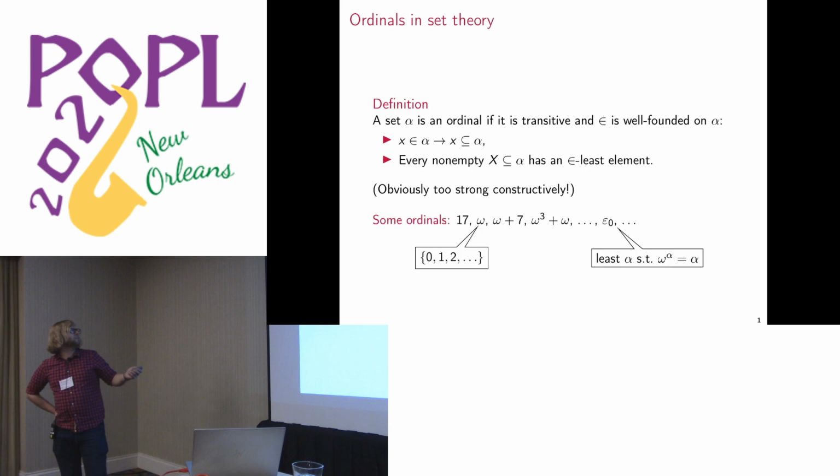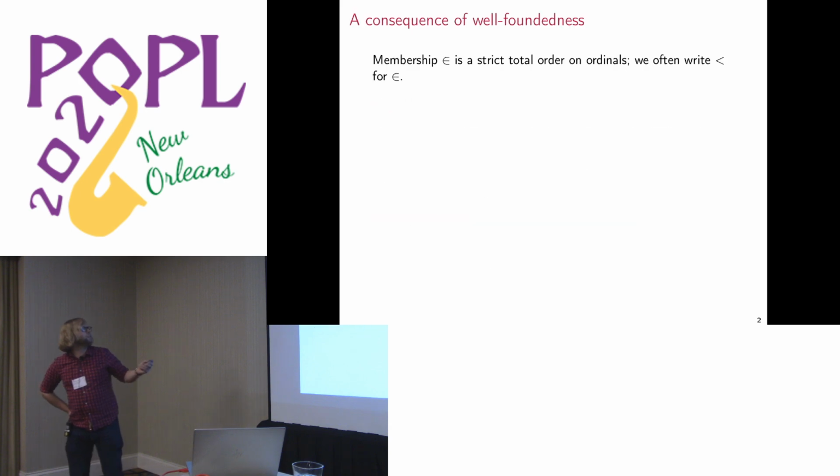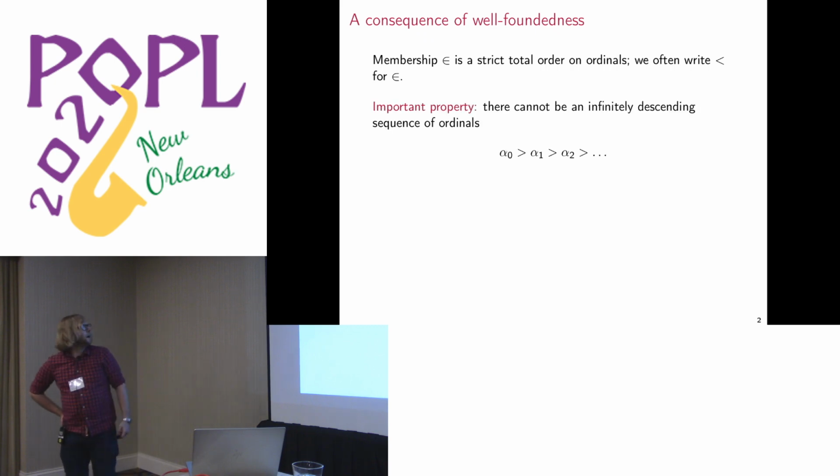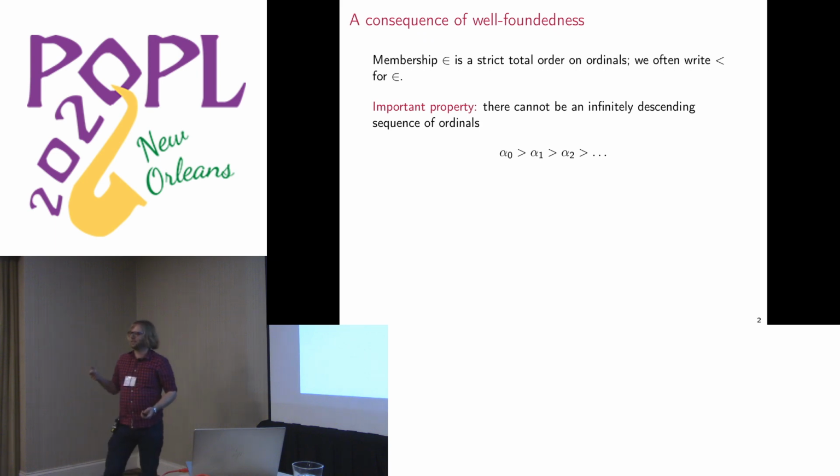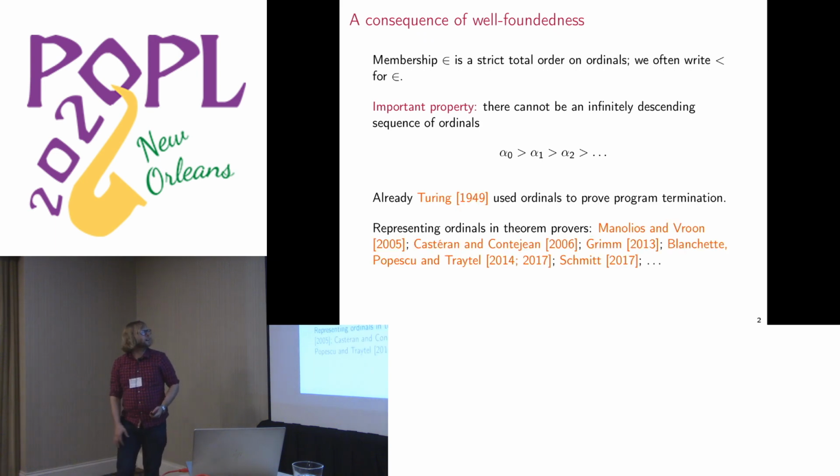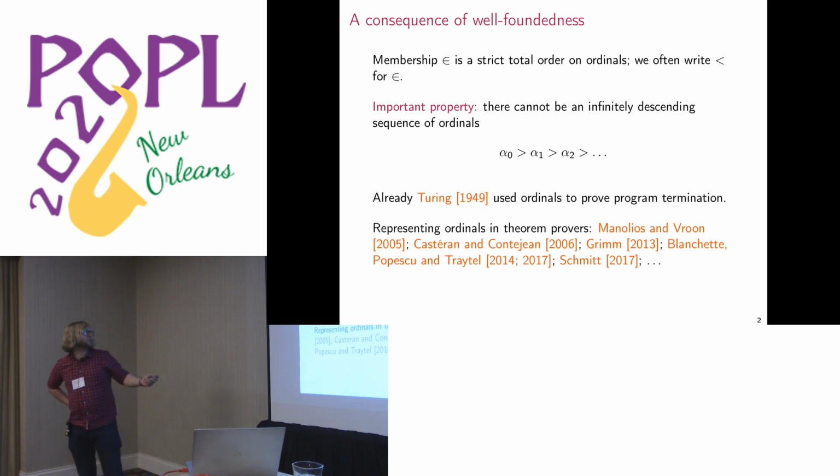Using this definition, membership becomes a strict total order, so we often just write less than instead of membership, trying to stay away from set theory as much as possible. And an important property of this order is that there cannot be an infinitely descending sequence of ordinals. So if you have a sequence of ordinals, at some point you must stop. Right? And already one of the first papers about program verification, by Turing, used this to prove termination of programs.